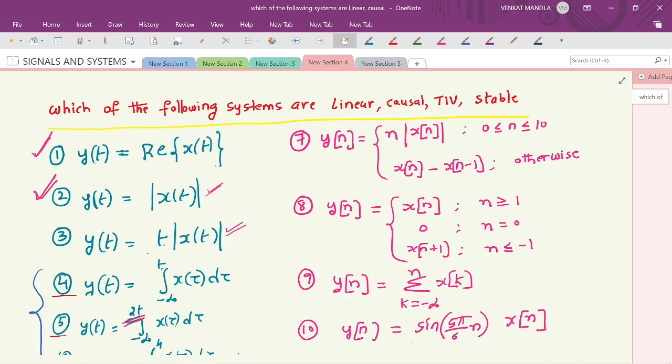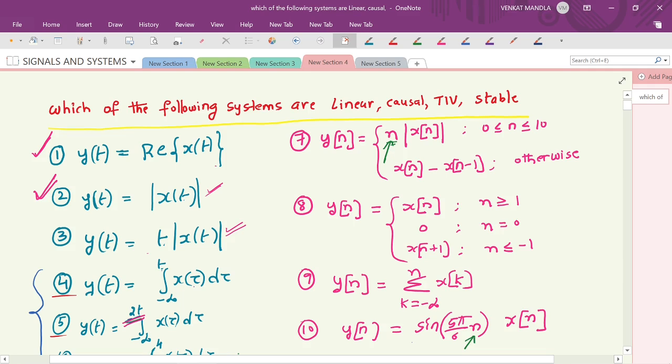The seventh one, you can easily find out from the third, y(t) equals t x(t). Similarly, y(n) equals n x(n). So there is an operation on n, so it is a time variant system. Next, in the eighth, there are no operations on n, so it is time invariant. In the ninth question also, there is no operation on n. In the tenth question, yes, here there is an operation on n.